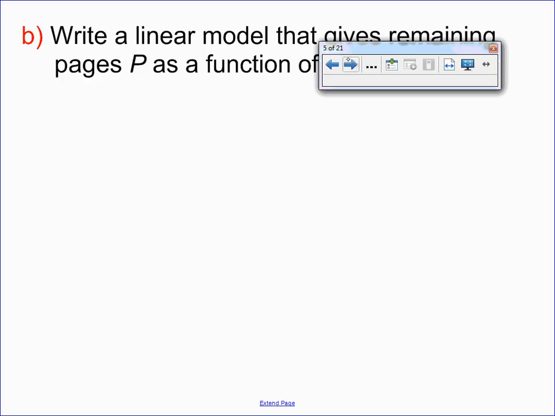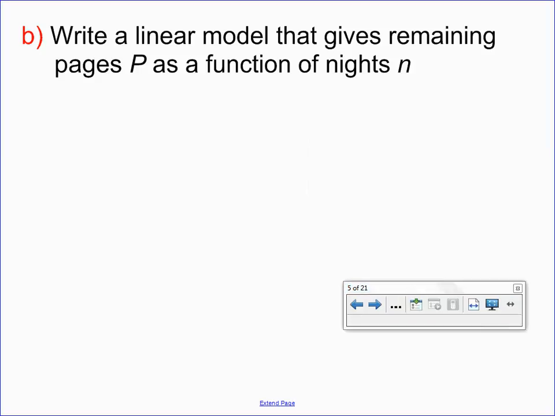We've got our units. Let's go ahead and write a linear model that gives the remaining pages p as a function of night n. So I'm not going to use, right, y and x. I'm going to use p and n. That's no problem. I've got my 2 points, and I've already got my slope. And so I'm just going to go ahead and use either one of those in point slope form, and then I'll change it to p as a function of n.